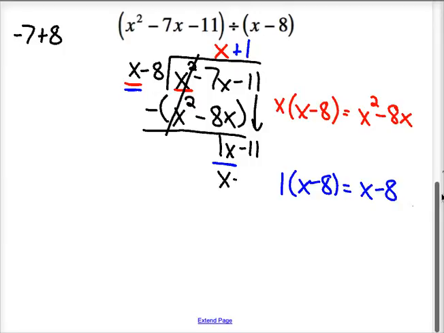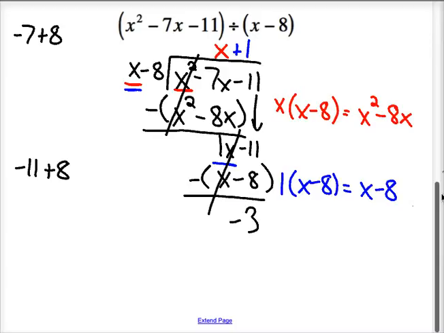So I take x minus 8 and I subtract off to see how close I can get. Well, x minus x cancels off just like I wanted it to. Negative 11 minus negative 8. Well, that's going to be negative 11 plus 8. Minusing a negative is the same as adding. And that is going to end up giving me a negative 3.